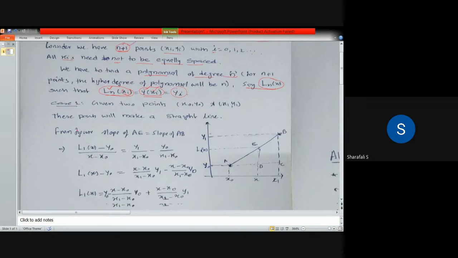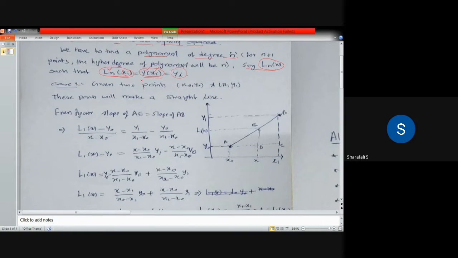So let us consider this first case, case 1. We are provided with 2 points here. One is x0, y0, and the second one is x1, y1. So this is the simplest case that we can consider. We are having 2 data points which are given, and what will be the Lagrange's polynomial interpolation, or the polynomial equation? Since we have only 2 points, it can be only a straight line.